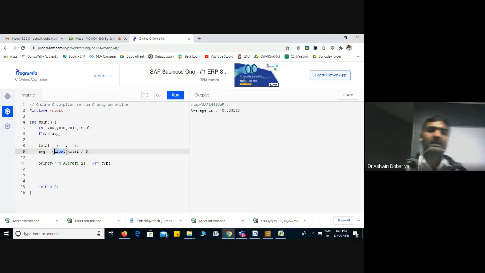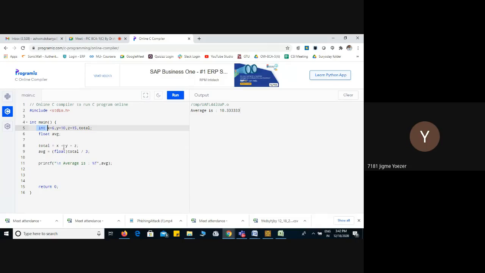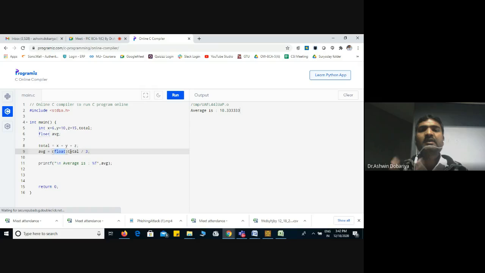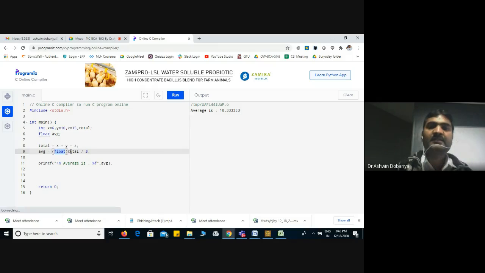This mechanism is known as typecasting in programming. Total is declared originally as what type? Integer, sir. Integer. But at the time of calculation, we have mentioned float. The meaning is that whenever you convert a variable from one data type to another data type, that process is known as typecasting.